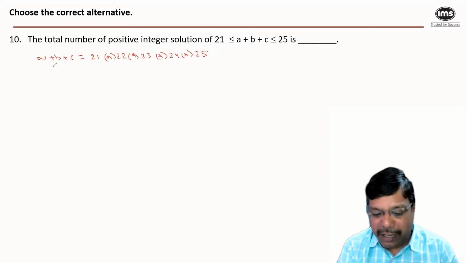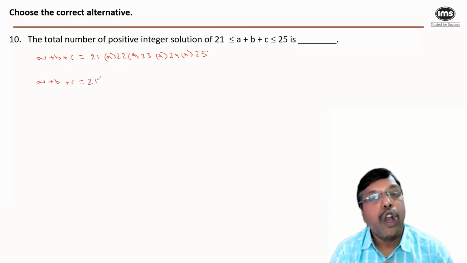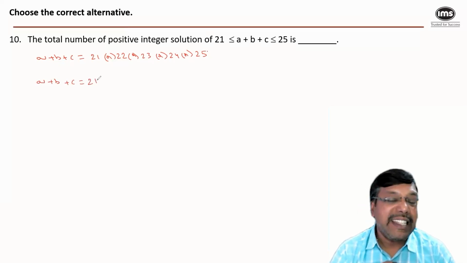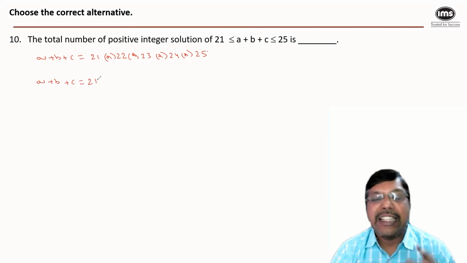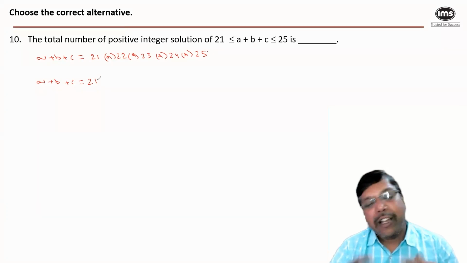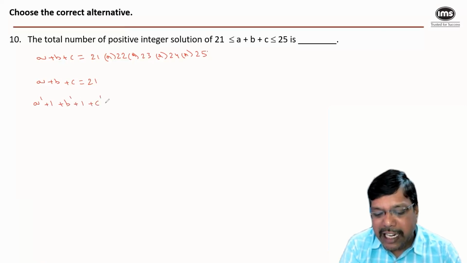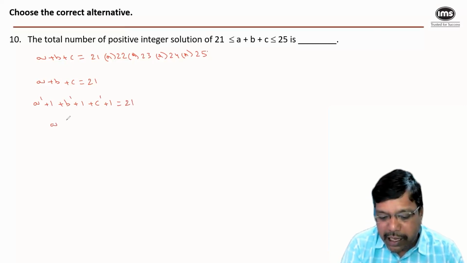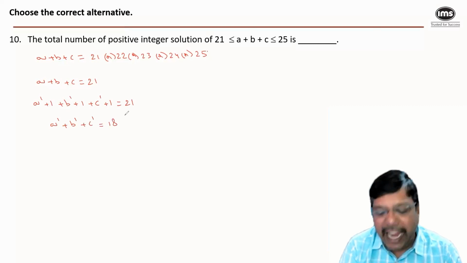So let me take the first case. a + b + c must be equal to 21. And remember, a, b, c must be natural numbers, which means the minimum value of a, b, and c must be 1. So let me satisfy that condition first. I will replace a with a' + 1, b with b' + 1, and c with c' + 1, which is equal to 21. Thereby, I get a' + b' + c' = 18.